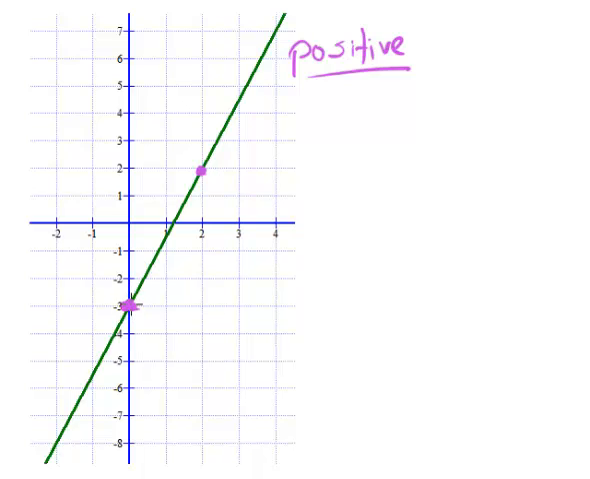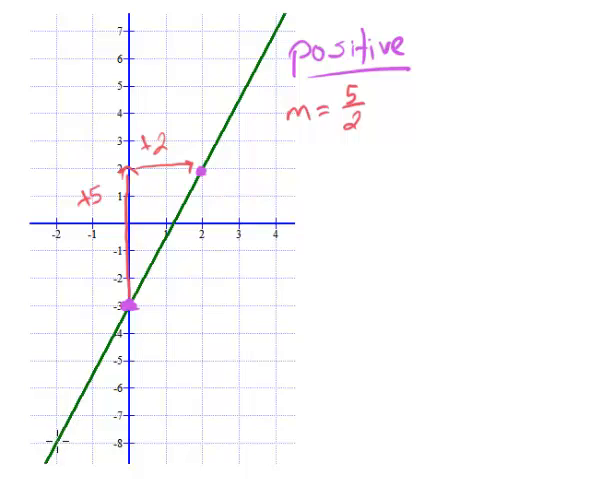So if we start at this point, negative 3, and if we go up, our change here is going to be positive 5. And then if we come from here, 0 to 2, our change here is plus 2. So our slope is 5/2.